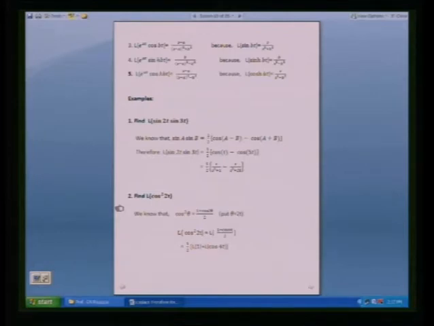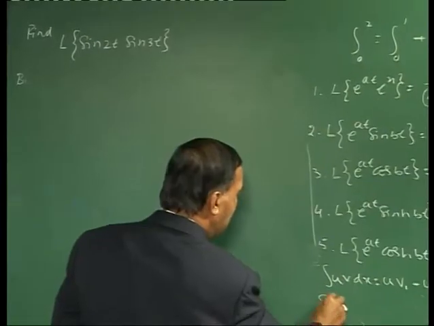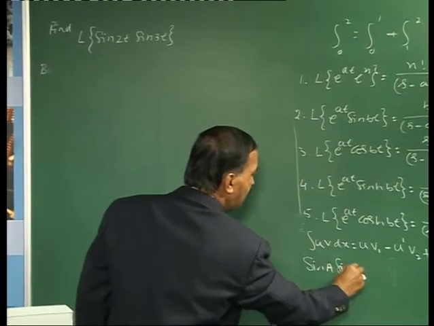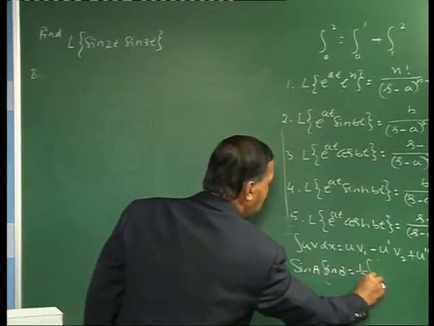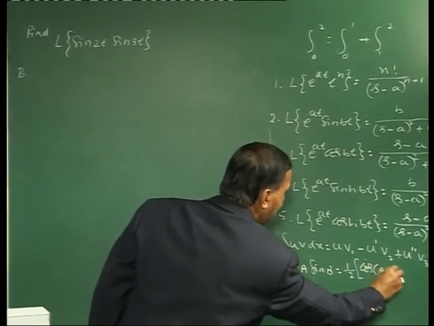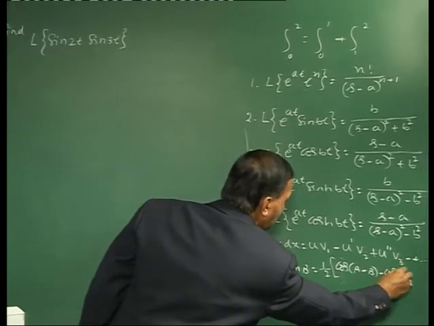Find L of sin 2t into sin 3t. By using the formula here, it is of the form sin A sin B. So use that formula: sin A sin B is equal to 1 by 2 into cos of A minus B minus cos of A plus B.